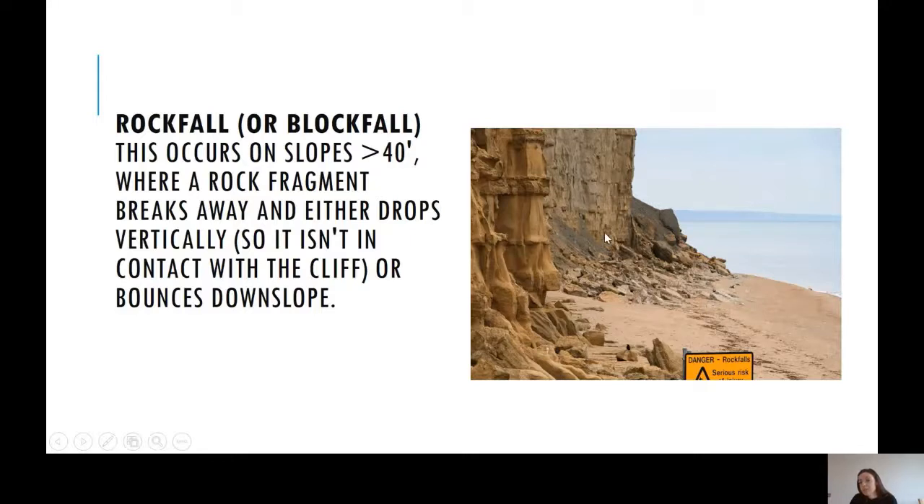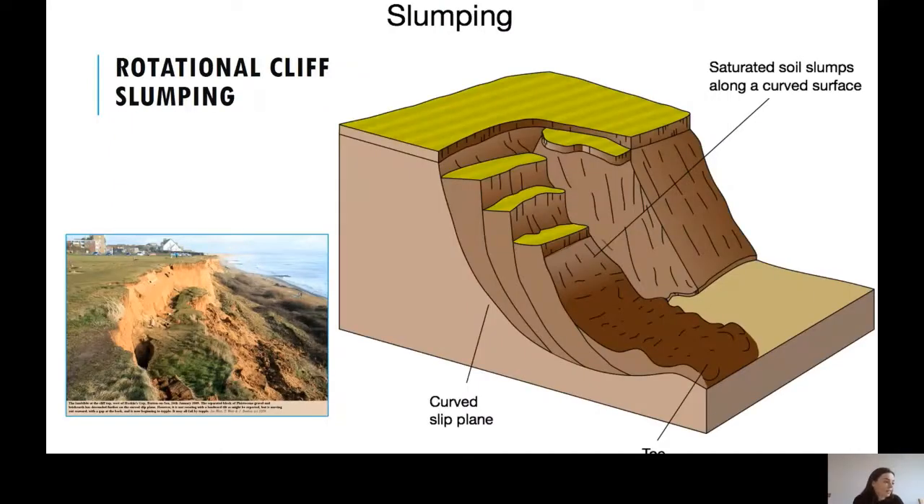And usually you've got maybe a wave cut notch and perhaps the top will fall as rockfall. We also have rotational slumping, and this involves rock failure and movement along a curved rock plane. So this happens a lot slower than a rockfall.